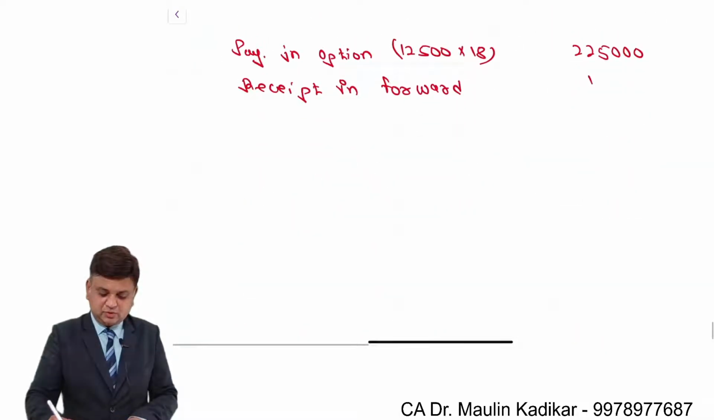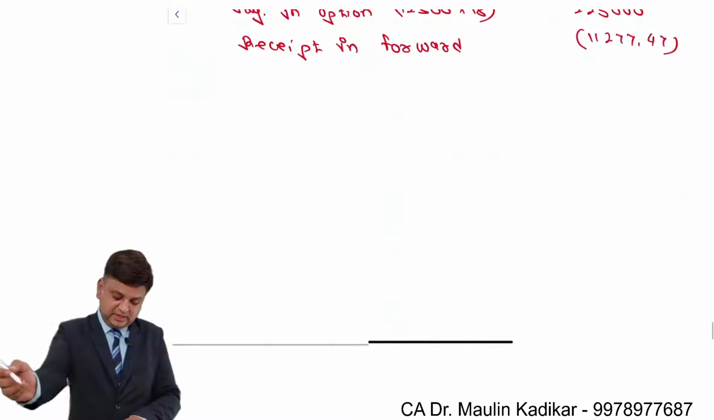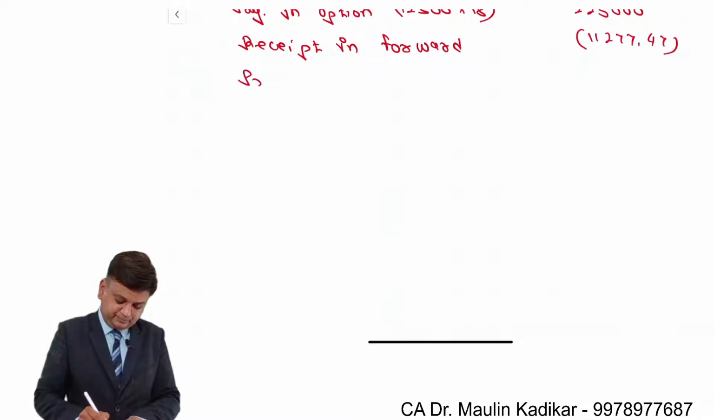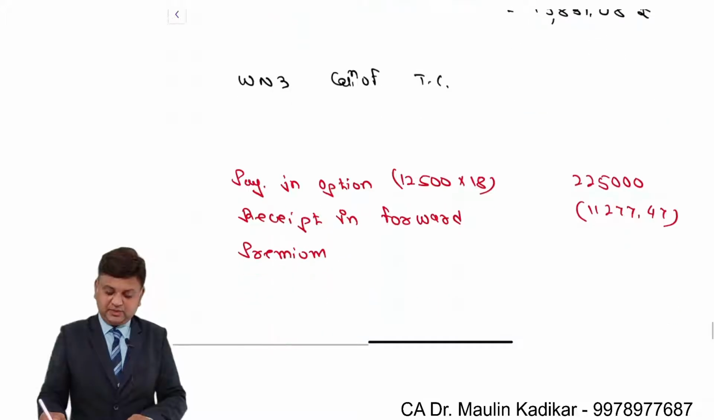So 11,277.47. So to this extent your cost will fall down. Then premium. Amount of the premium is 13,831.08.